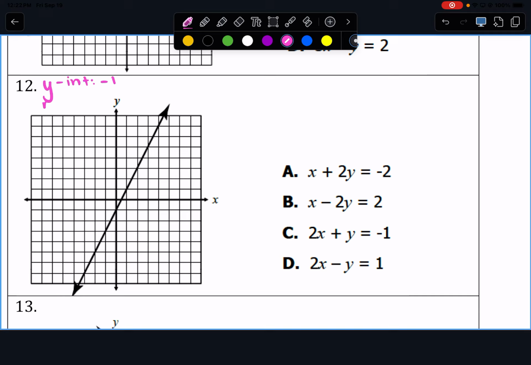Okay, what is our slope? 1/2. Or is it 1/2 or is it 2? Because it goes up 2 over 1, so that will be 2. So that means our equation would be y equals 2x minus 1. So that is the equation we are looking for.